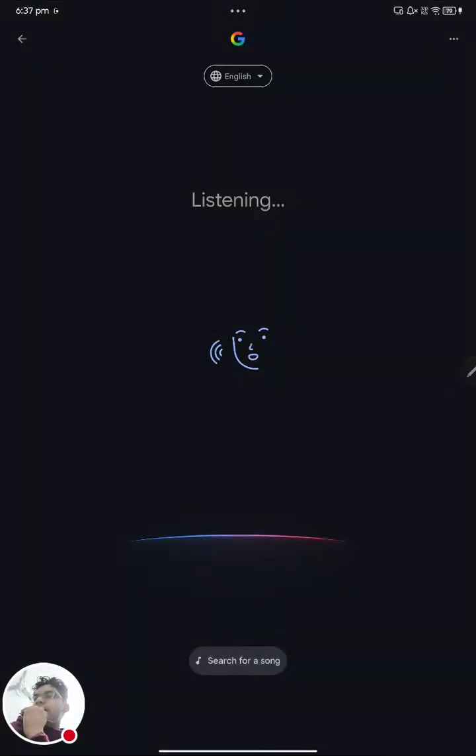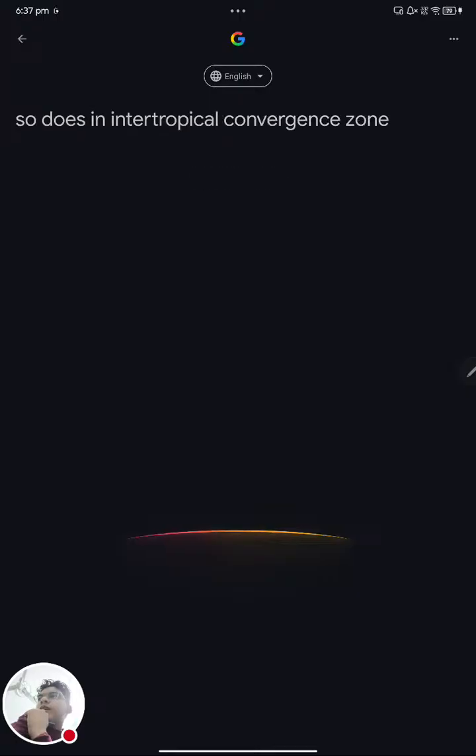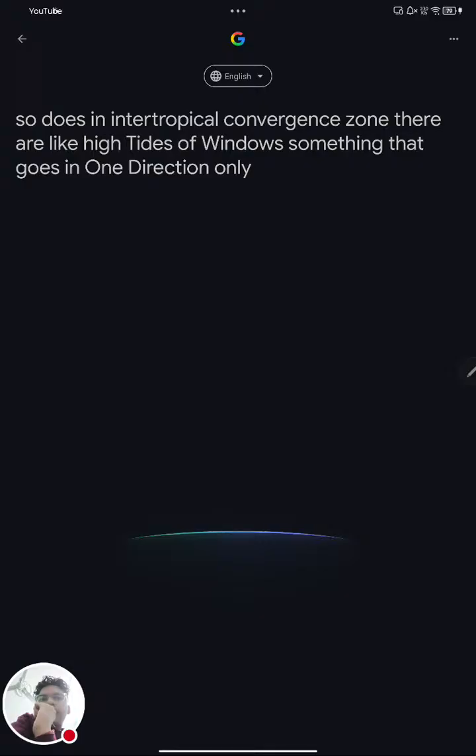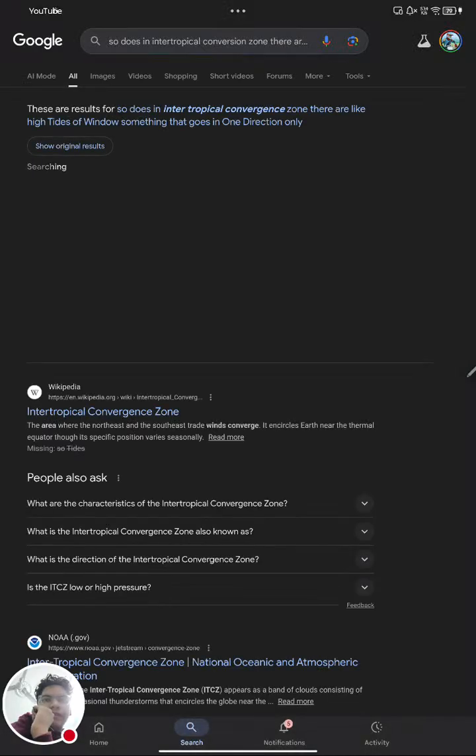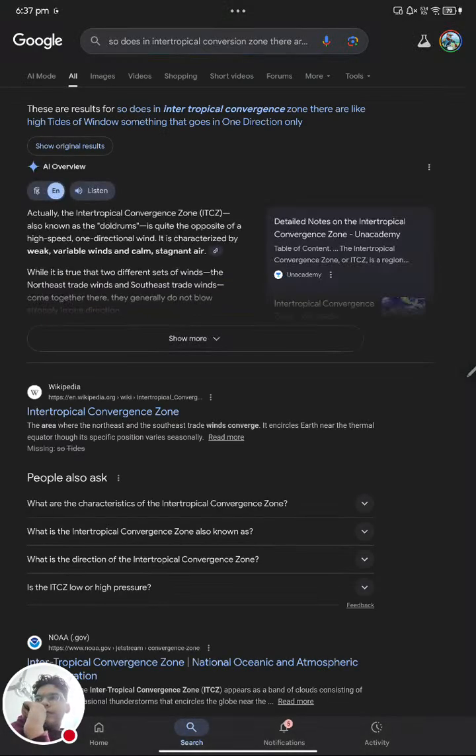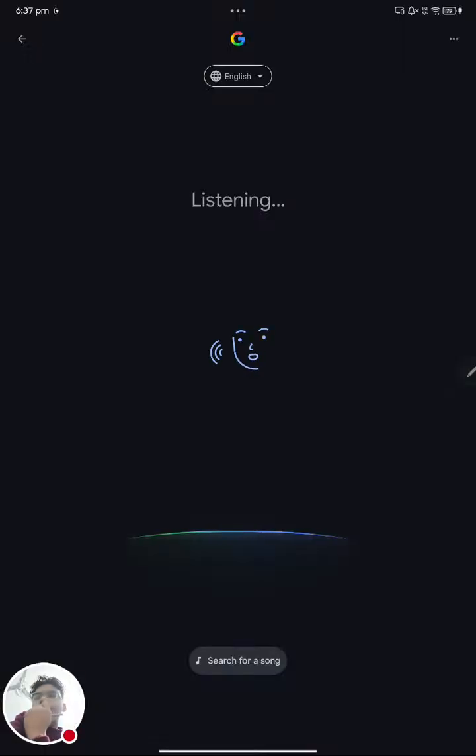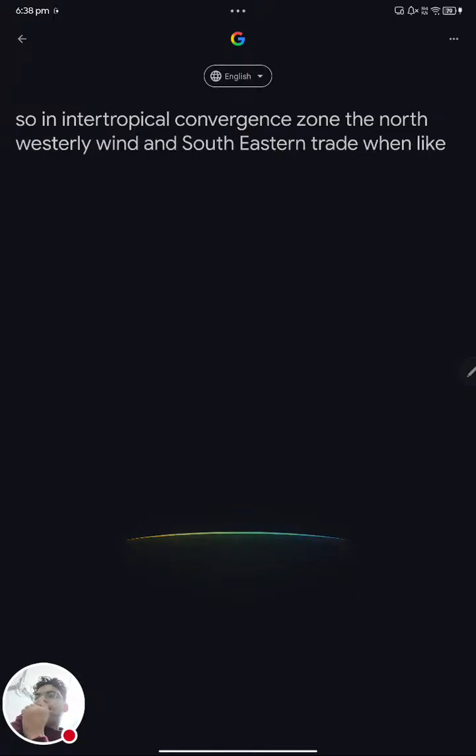So, in the intertropical convergence zone, are there like high tides of wind or something that goes in one direction only? In the intertropical convergence zone, the northwesterly wind and the southeasterly trade wind collide and make it calm.